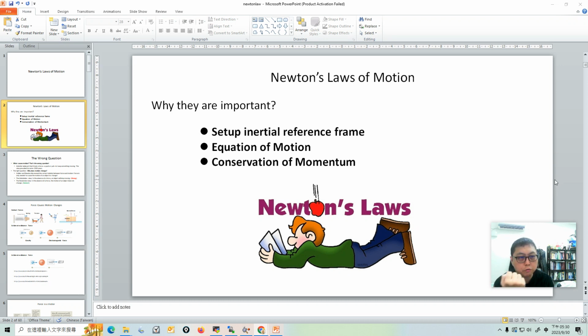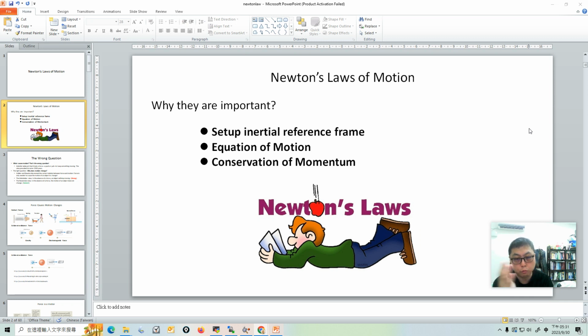We have inertial reference frames and non-inertial reference frames. For this class, I will talk very little about non-inertial frames. I'll give you an example. And Newton's laws of motion give you the equation of motion. It's a more general equation of motion.